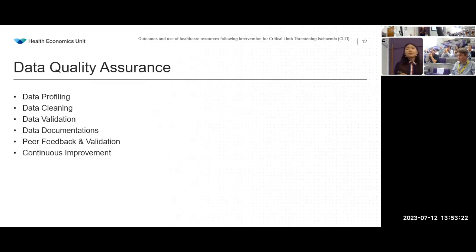And the data documentation is for transparency and future reference. We set up a really clear and detailed data specification file to help us understand and interpret the data. We keep on having peer reviews and peer feedback from our health economics team and our data scientist team, and also feedback from our client. And as QA is an ongoing process, we have the loop of feedback and validations to make sure that we can provide the best quality of data for this project.